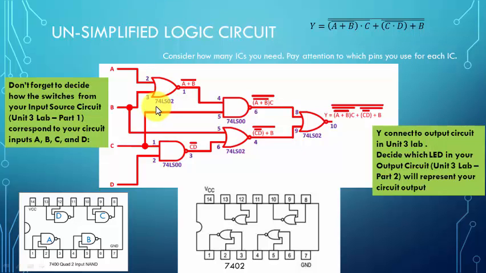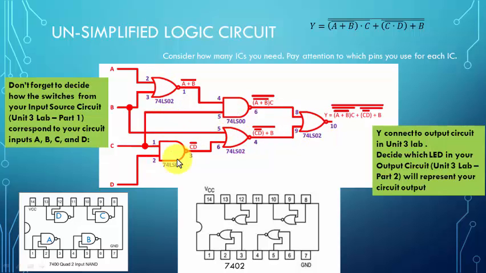NOR gates we will use 74LS02 IC, and the NAND gates we will use 74LS00 IC. And the pin diagram is listed over here. Pay attention to which pins are outputs, which pins are inputs, and also don't forget you need to connect the ground and the VCC for each IC.